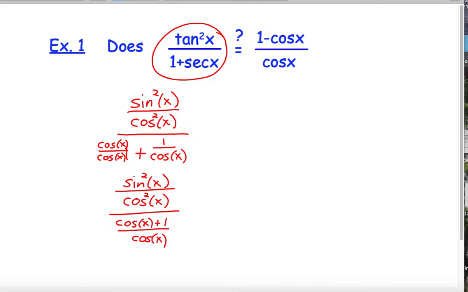Now, if you remember with a complex fraction, dividing by a fraction is the same as multiplying by its reciprocal. So I'm going to take that denominator fraction and flip it and multiply it by the numerator.